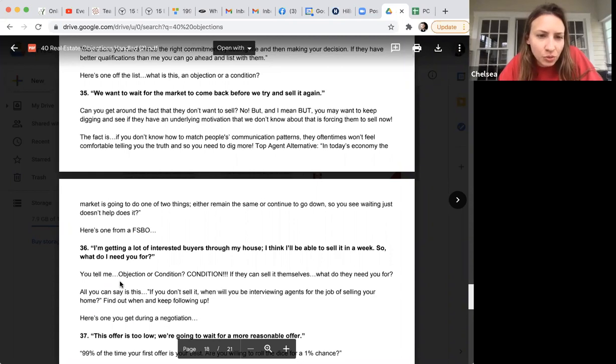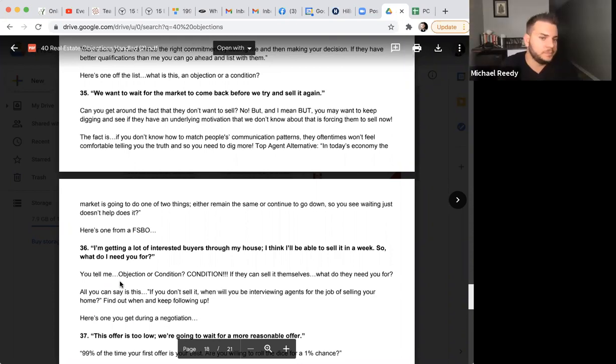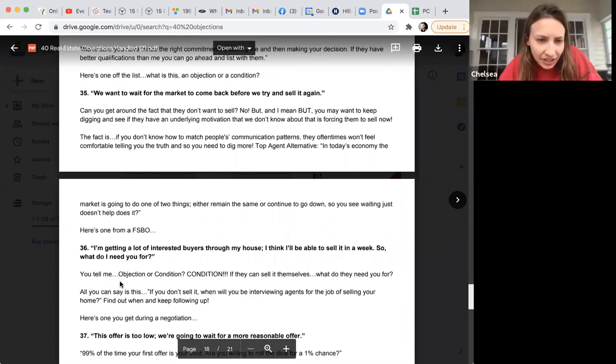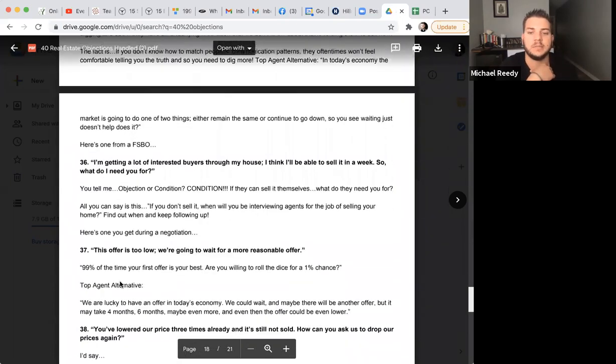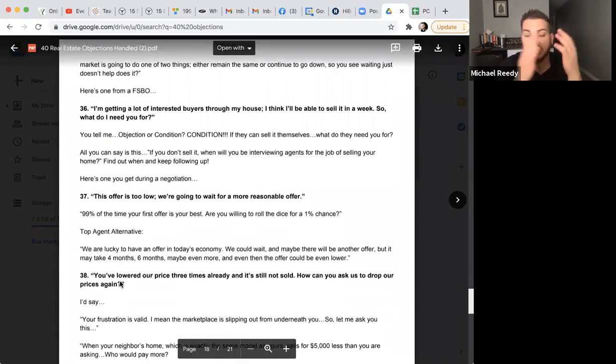The fact is, if you don't know how to match people's communication patterns, they oftentimes won't feel comfortable telling you the truth, so you need to dig more. Top agent alternative. In today's economy, the market is going to do one of two things: either remain the same or continue to go down. So you see, waiting just doesn't help, does it? Again, that would be one that would have happened in, say, 2007 or 2008. Not really something that we see in today's market, yet we have swings in the market.